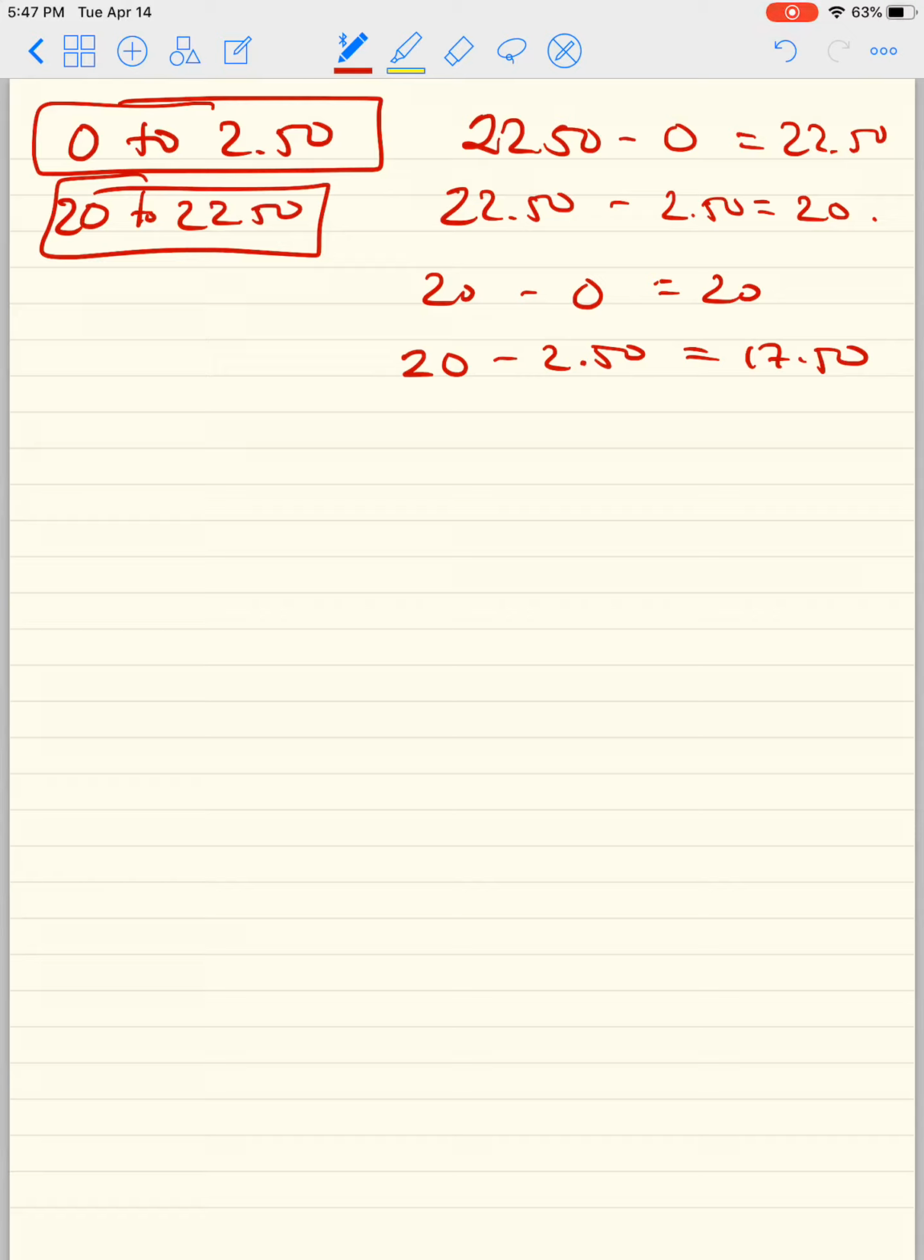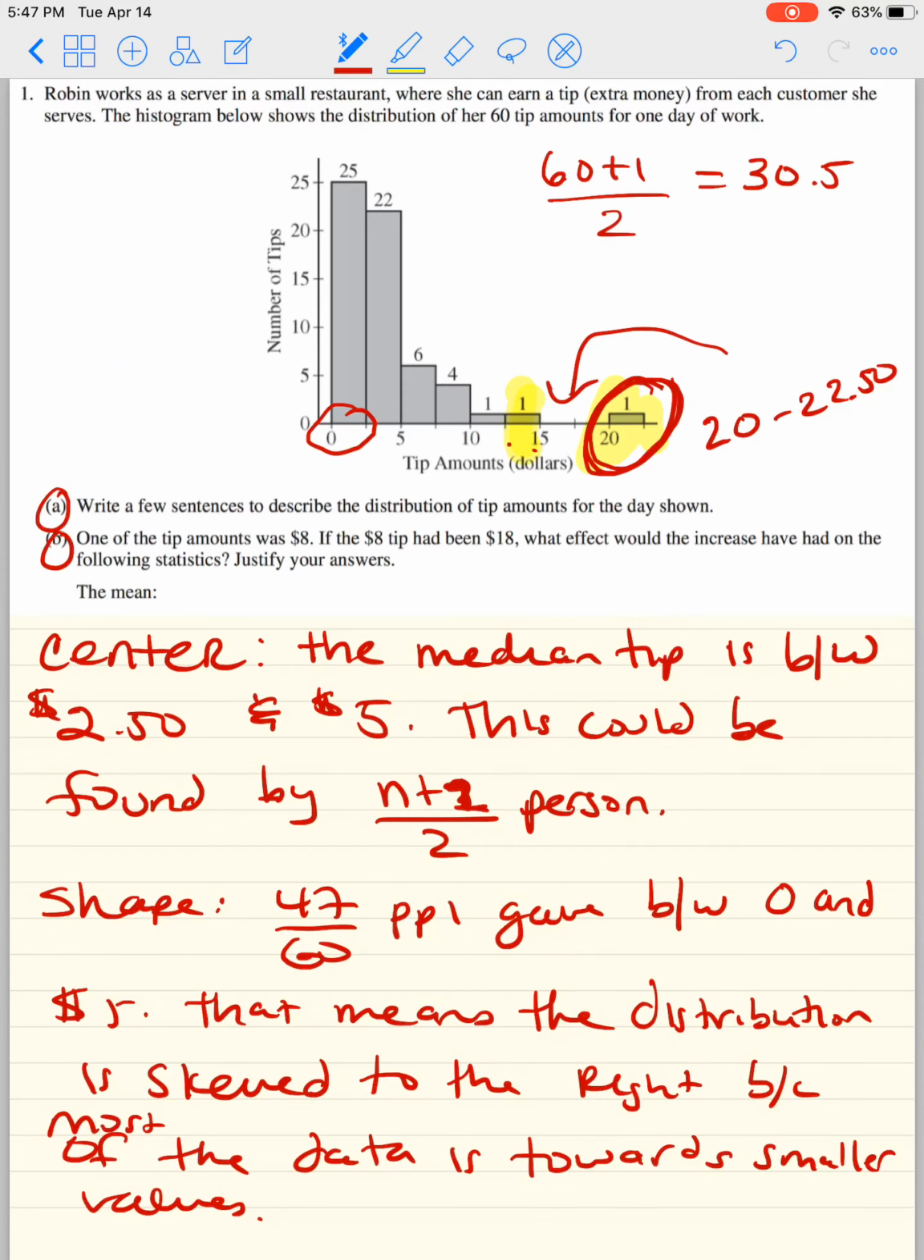So you should hit 5 components in order to get full credit: center, shape, spread, outlier, gap, like together, but everything must be in context, okay? So that's how we do that part.